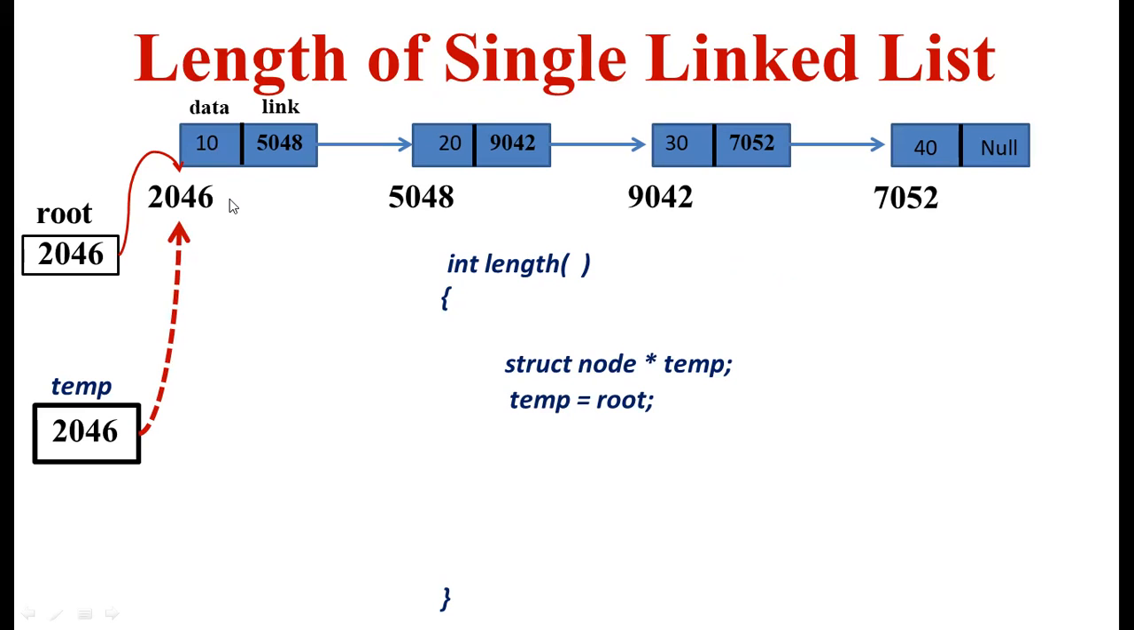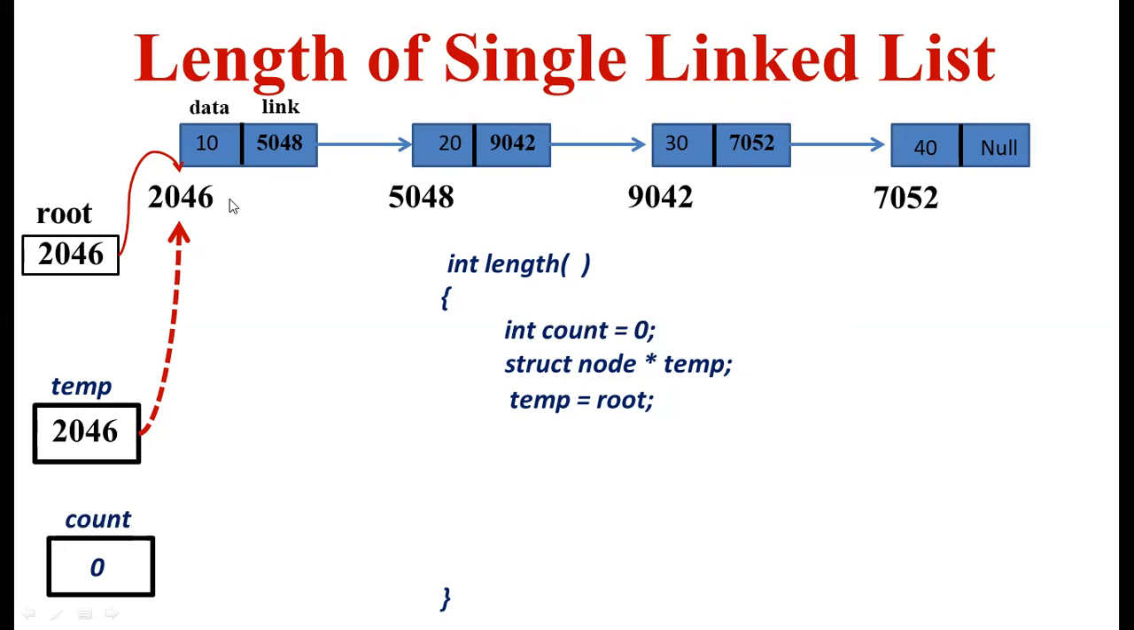Now we have to find the length. How to find the length? We have to count the number of nodes which are present in the list. For that, we have to declare one more local variable, that is int count, whose initial value we are supposed to take as 0.